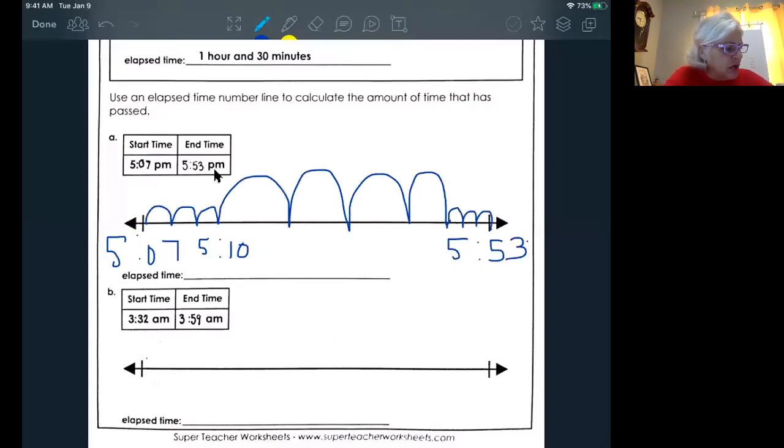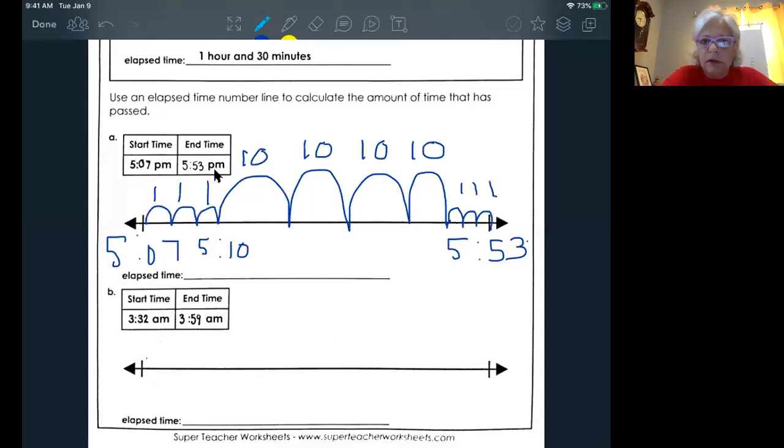So after you make your jumps, then I think it's easier to go back and label your number line this way. So this was 1, 2, 3. So 5:07, 5:08, 5:09, 5:10. Then we did a mountain of 10, so that'd be 5:20. Another 10, 5:30. Another 10, 5:40. Another 10, 5:50. And then 51, 52, 53.